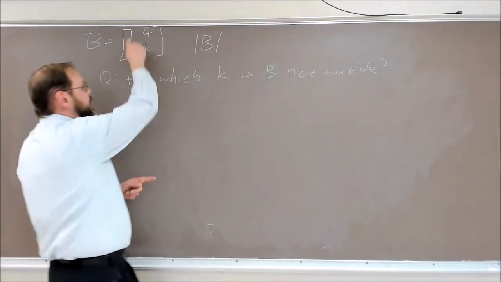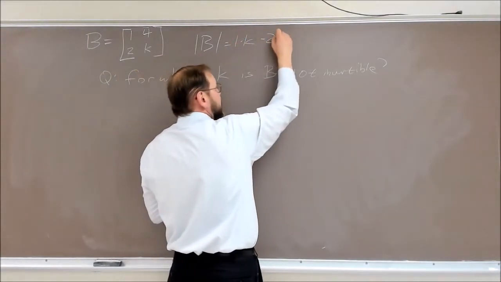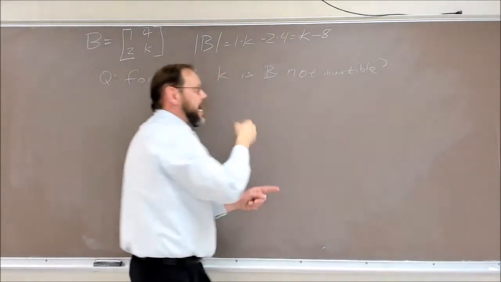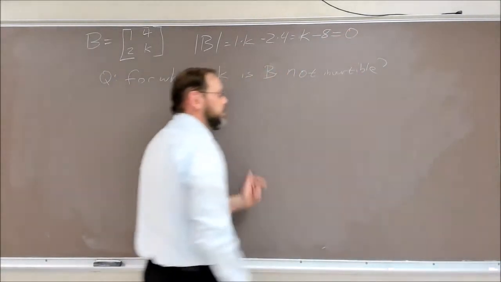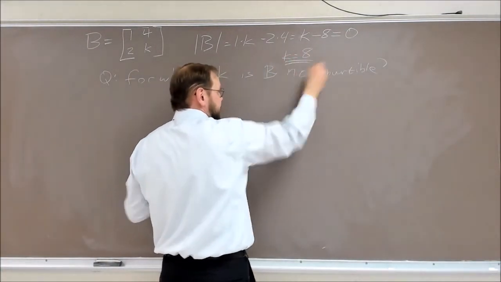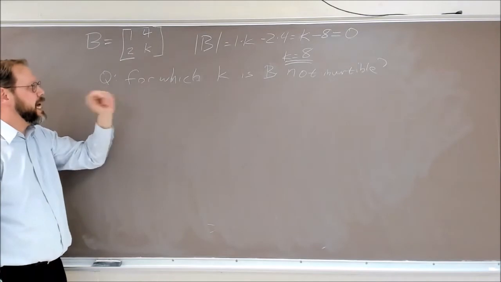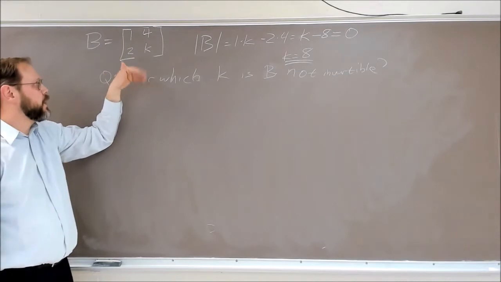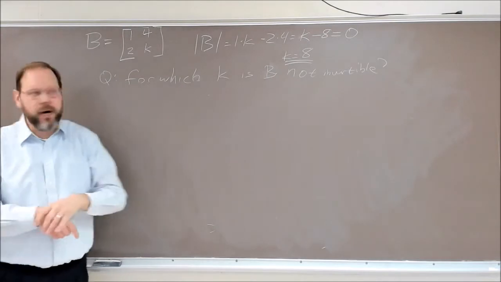I know the determinant of B is going to be 1 times K minus 2 times 4, which is K minus 8. And I know that B is not invertible if the determinant is equal to 0. So that would tell me K is equal to 8. And if we go back, we already knew that, because if K is equal to 8, then my matrix is 1, 4, 2, 8. The first row is a multiple of the second row. The second column is a multiple of the first column.